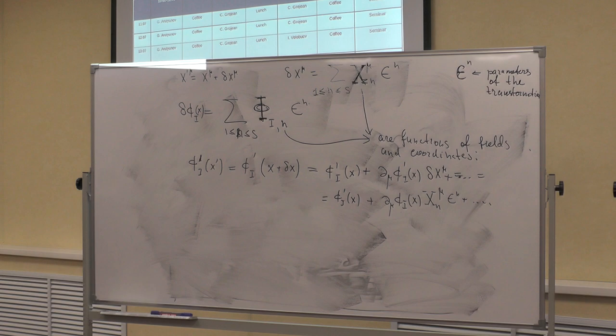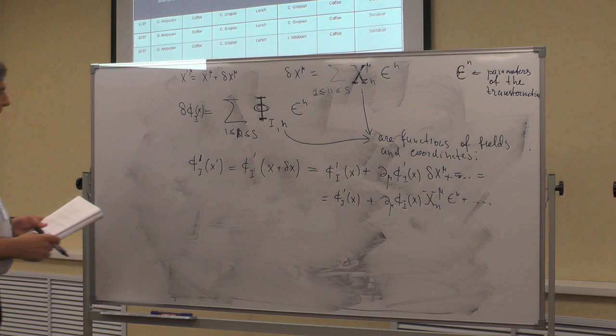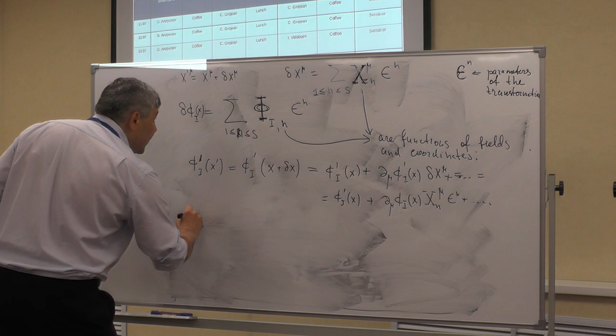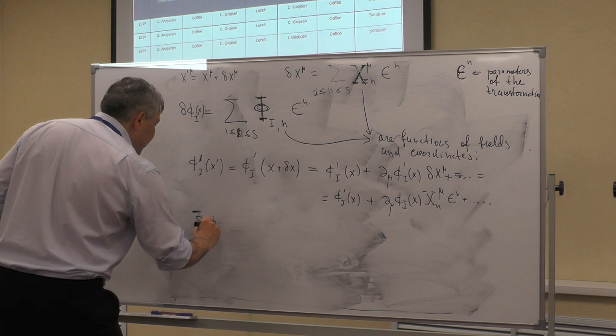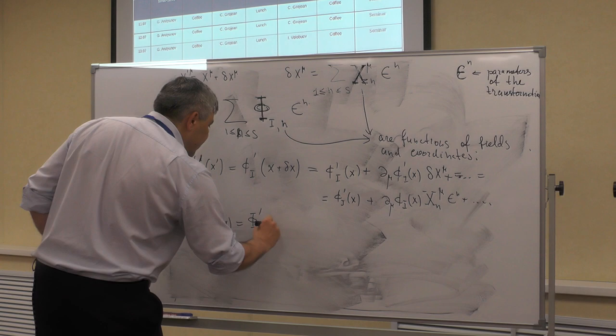And an important quantity which I would like to define now is the so-called variation of the form of the field, which I denote not by the usual delta, by delta with a bar. And I will explain in a moment why this quantity is useful. And this quantity will denote the difference between phi I prime on x minus phi I on x.